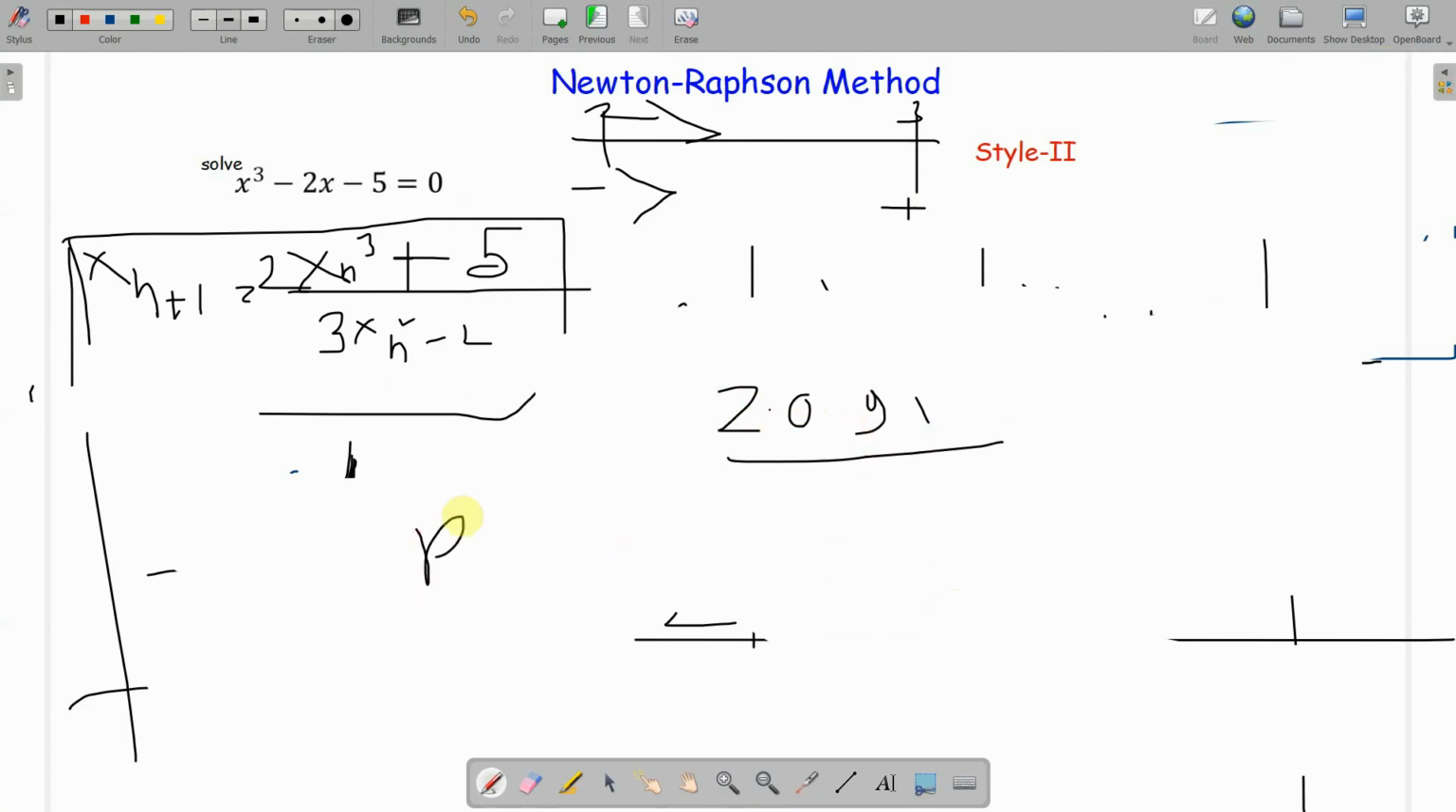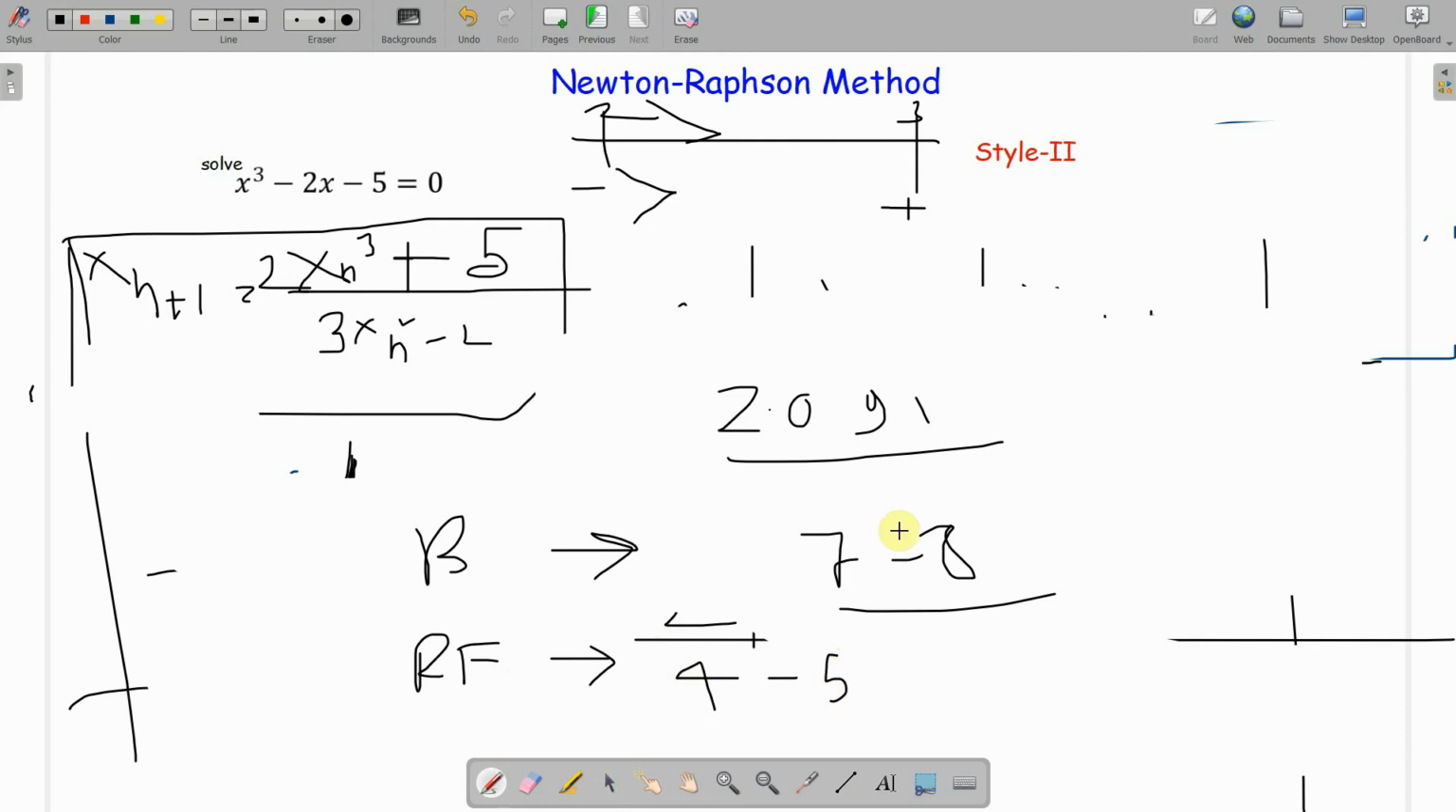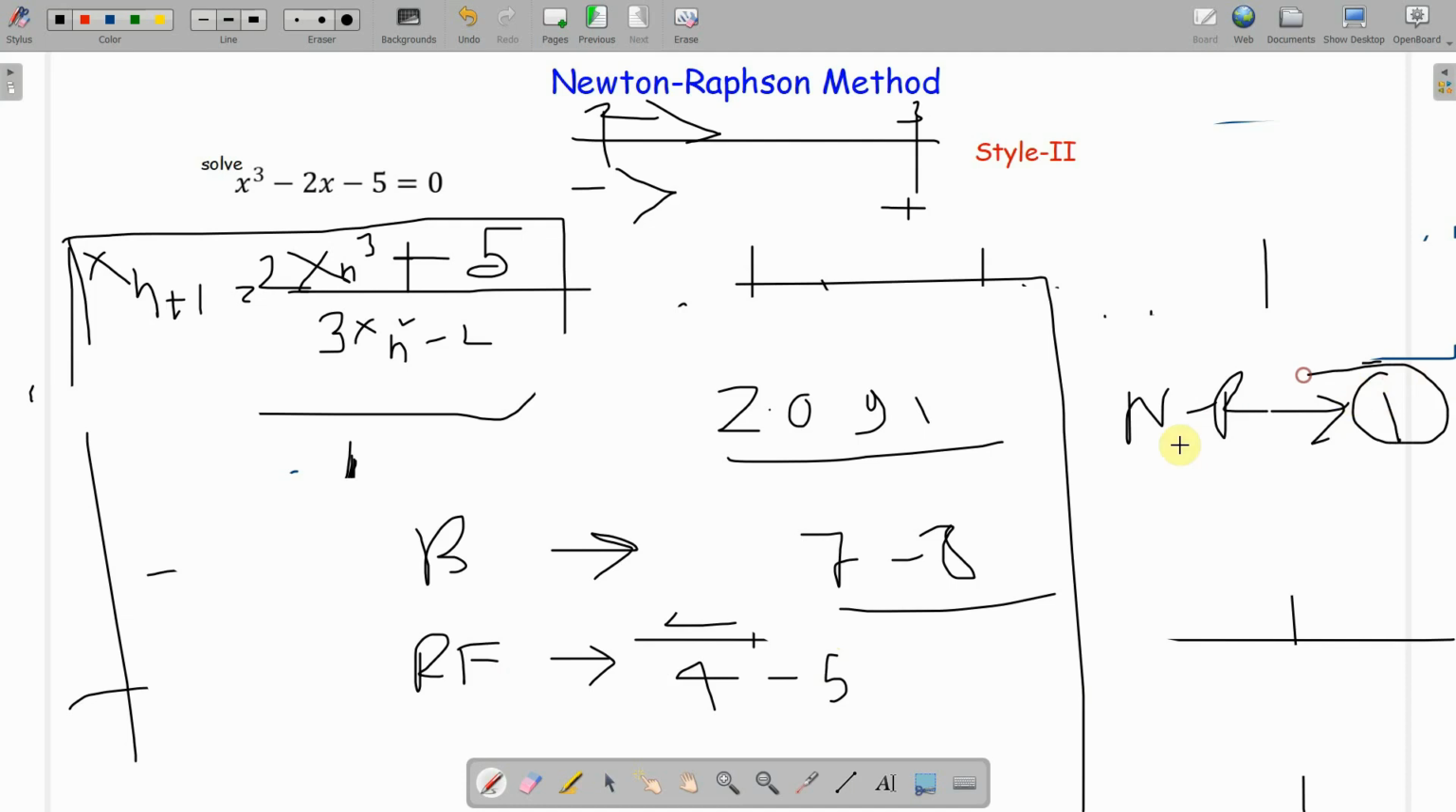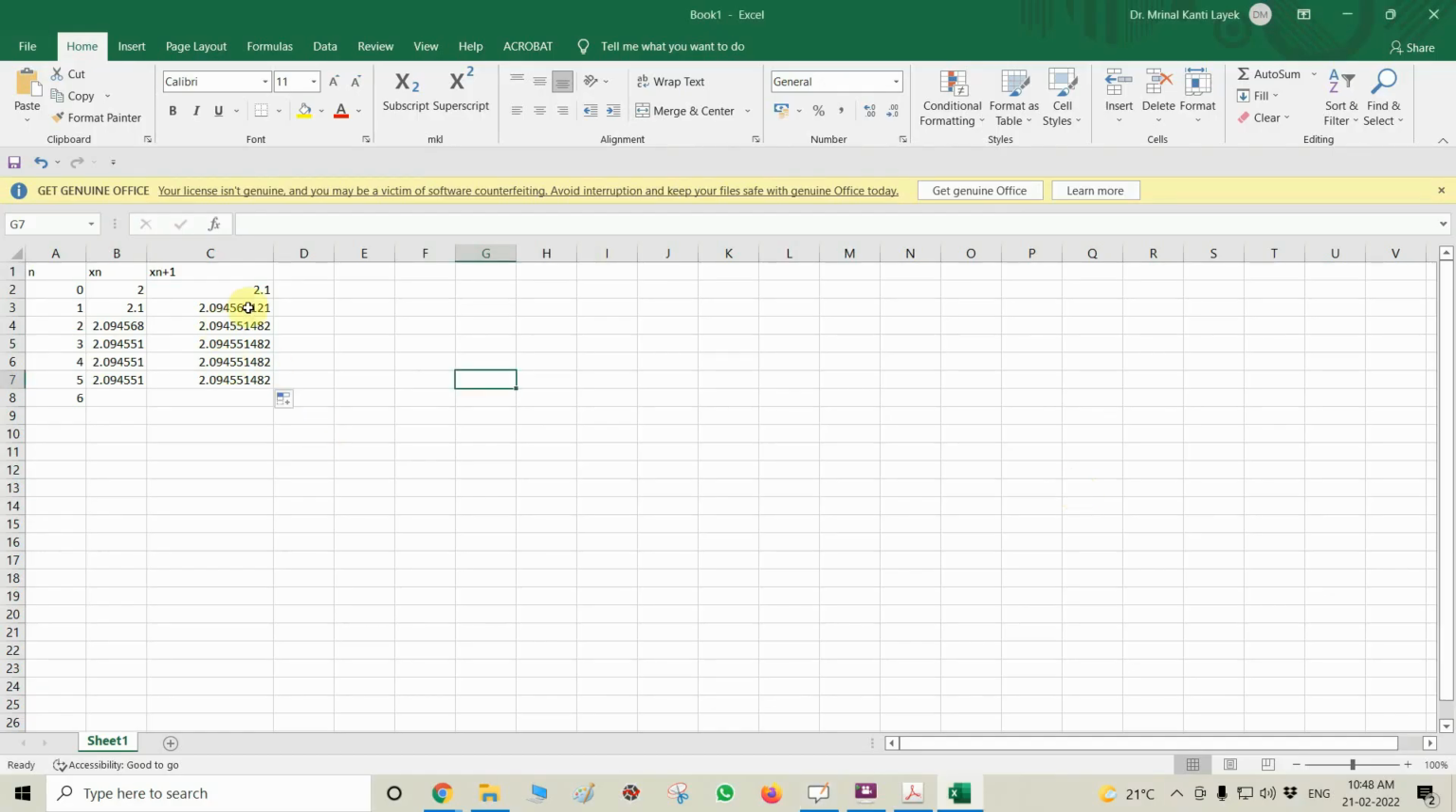For the bisection method, it required 7 to 8 iterations. For the regula falsi method, it took around 4 iterations, 4 to 5. We have not done up to 5, okay? For this Newton-Raphson method, after 1 iteration you have your result. Is it good? So after 1 iteration you have your result. So it is very fast.